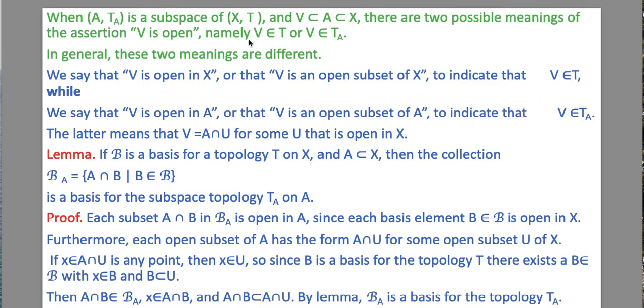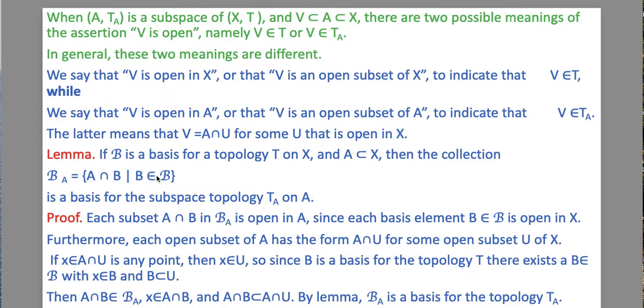If we say that V is open in X, or that V is an open subset of X, it means V belongs to T. If we say V is open in A, or V is an open subset of A, it means V belongs to T_A. And this latter assertion means that V is equal to A intersection U for some U which is open in X.